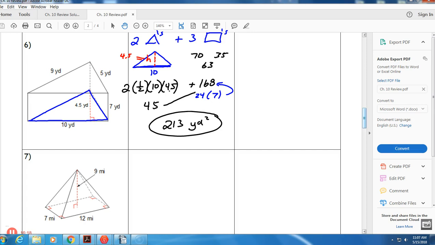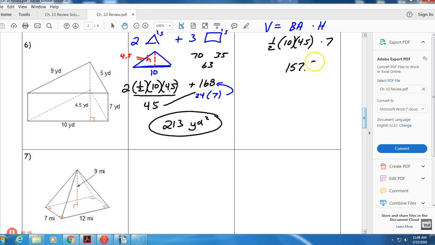All right, volume should be easier. Now this is not a 1/3 because this is not a pointed object. It's not a pyramid. It's not a cone. It's a prism. It's got 2 congruent parallel bases. So volume is just back to being base area times height. Well, the nice part is the base area is right here. I already have that. It's 1/2 base height. And then the height of the prism is 7. So we crank that out. And I get 157.5. And that would be yards cubed.